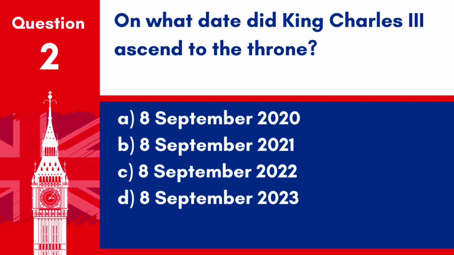Question 2. On what date did King Charles III ascend to the throne? A. 8 September 2020. B. 8 September 2021. C. 8 September 2022. D. 8 September 2023. Answer: C. 8 September 2022. King Charles III ascended to the throne on 8 September 2022.